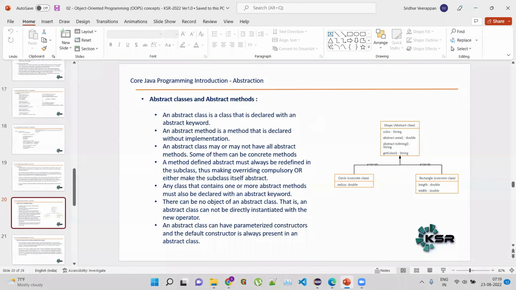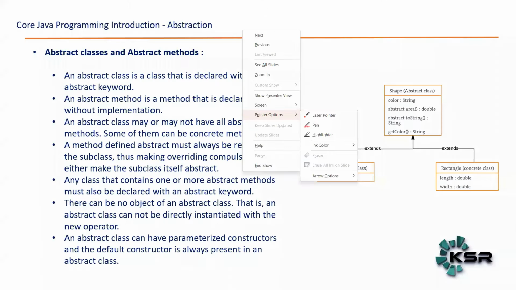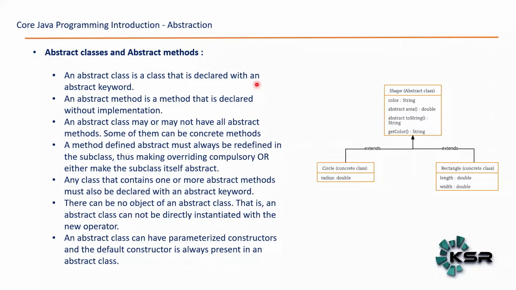So an abstract class is a class that is declared with the abstract keyword. That is the first point. The class has to be declared with abstract. The abstract method is a method that is declared without implementation. So as I said, that area is not defined there.